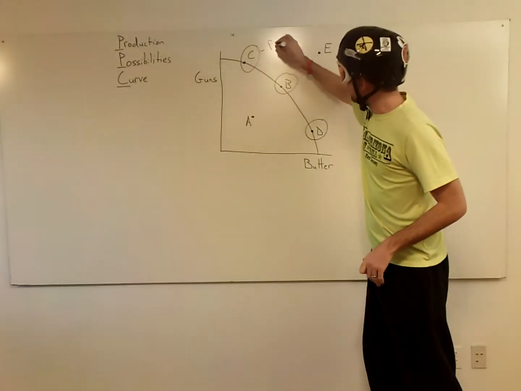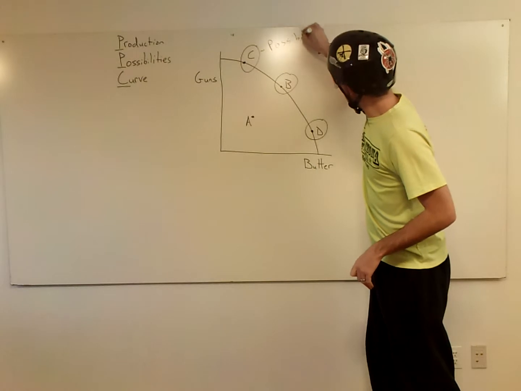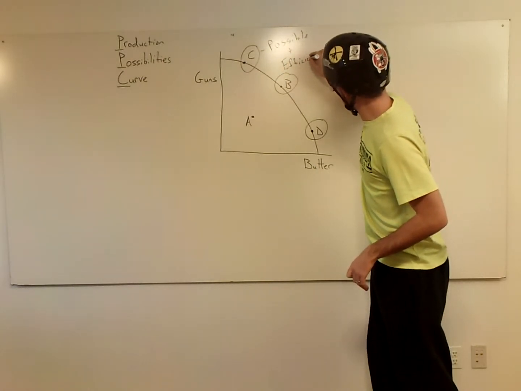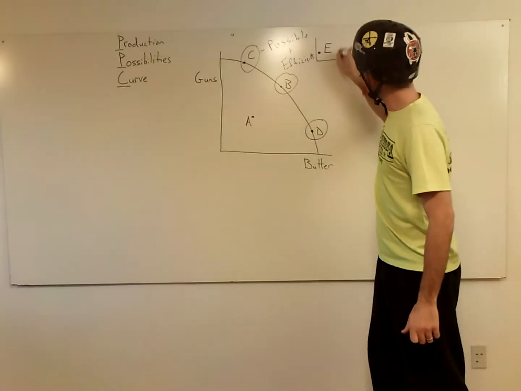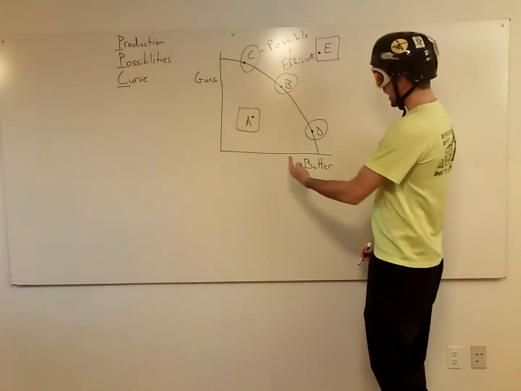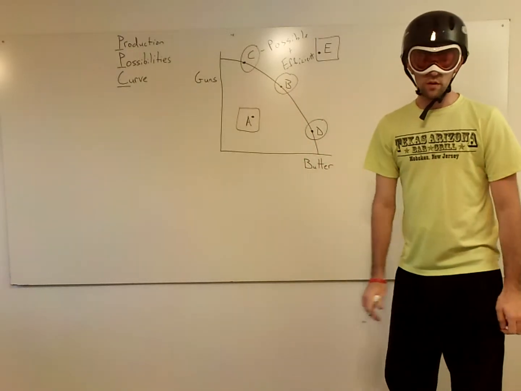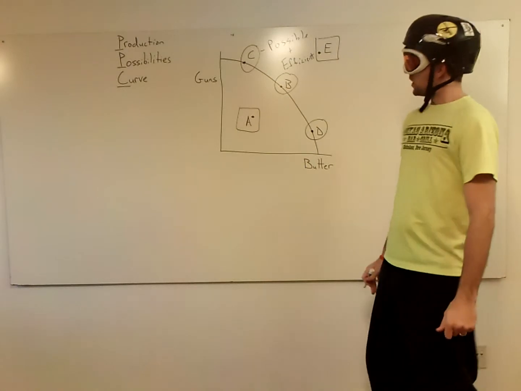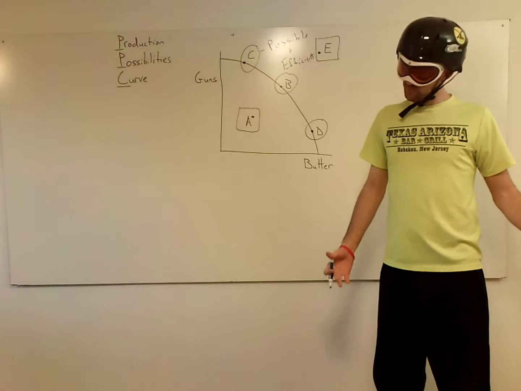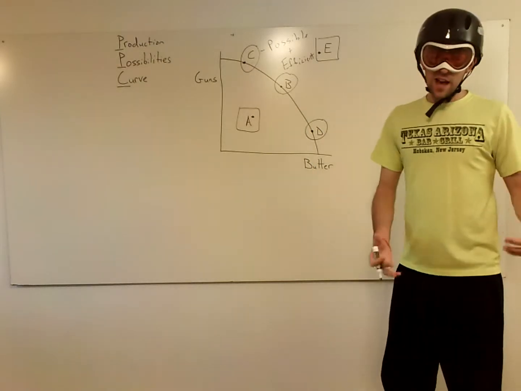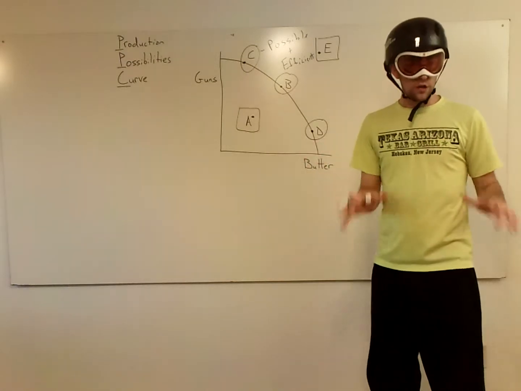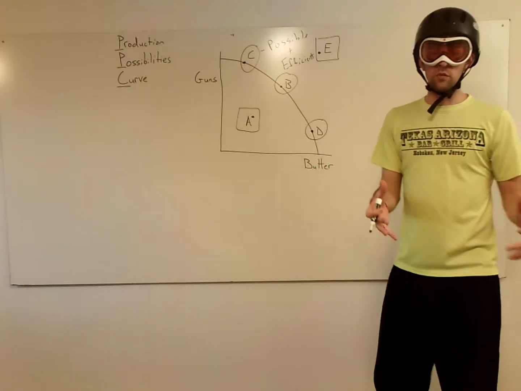So these ones are possible and efficient. Which leaves us with E and A here. A, if you look at it, lies below the curve. What do you think we're going to say about this point, A? Well, if you said it's not satisfactory, that we're not doing as much as we could do with the resources we have, then you're absolutely right.